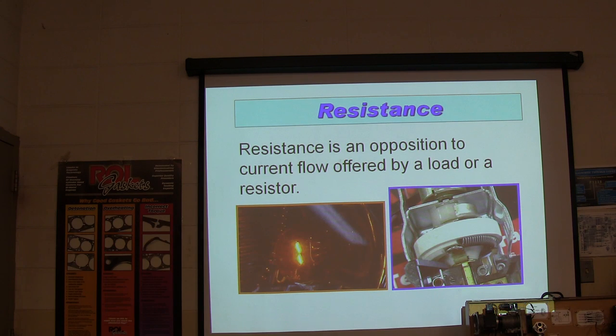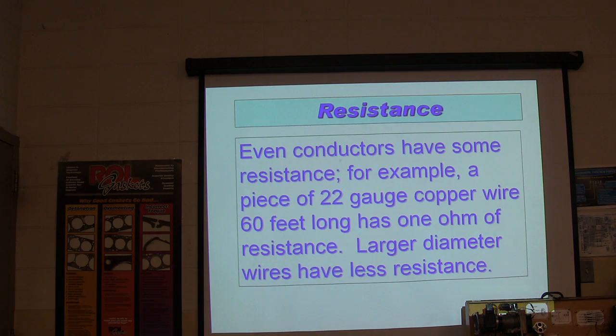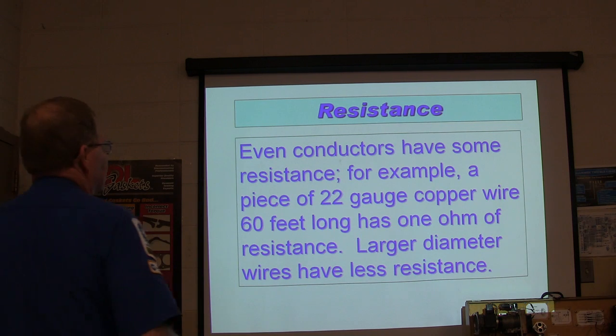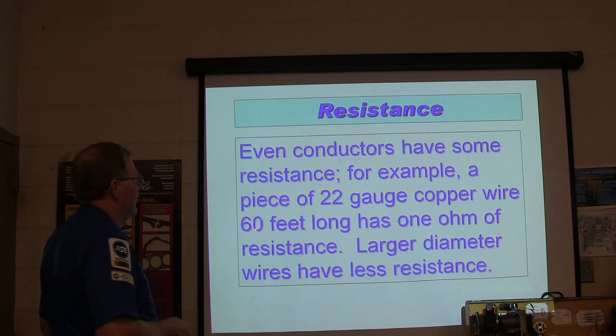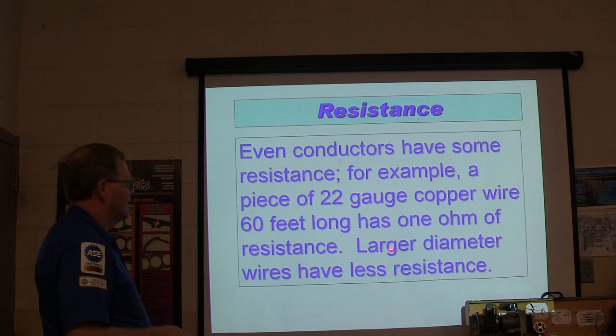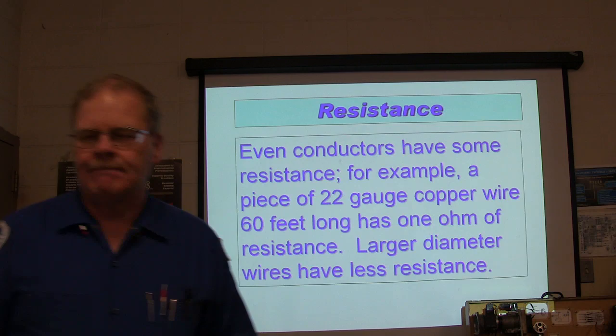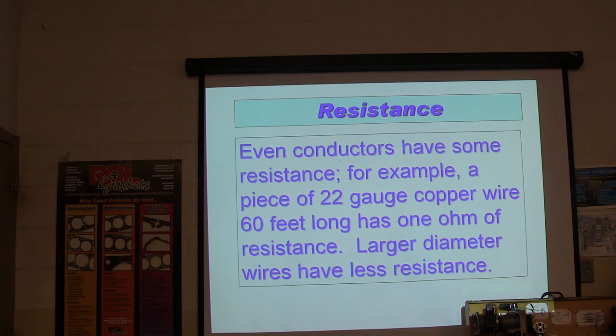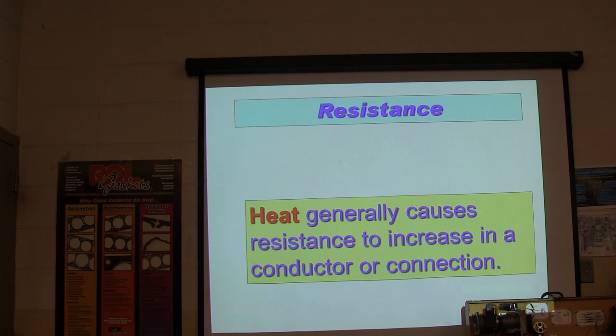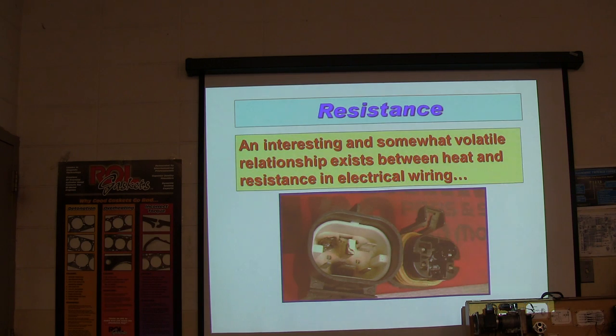So resistance is opposition to current flow, load or resistor. Conductors have some resistance. Pay attention, I think that's questions on your test. A 22 gauge piece of copper wire 60 feet long has 1 ohm of resistance. Larger diameter wires have less resistance. Heat causes resistance to increase in a conductor.